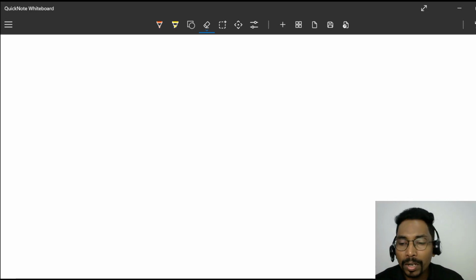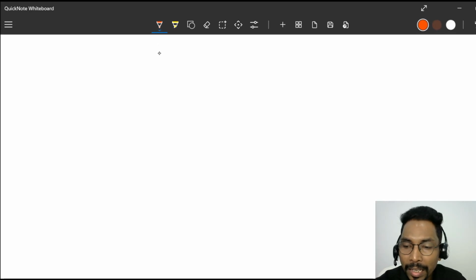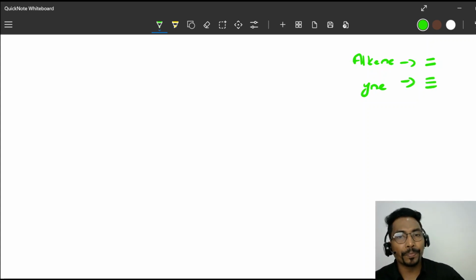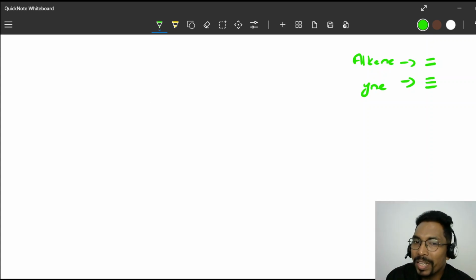So if a double bond is present, that is called alkene. Alkene. This ENE represents a double bond, and YNE, alkyne. Alkyne represents a triple bond. Okay. Now we can check some examples.